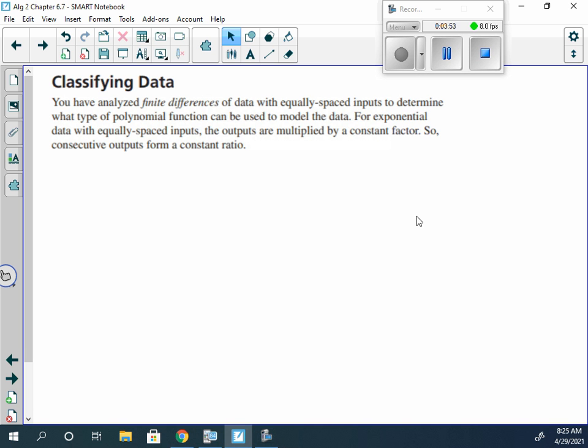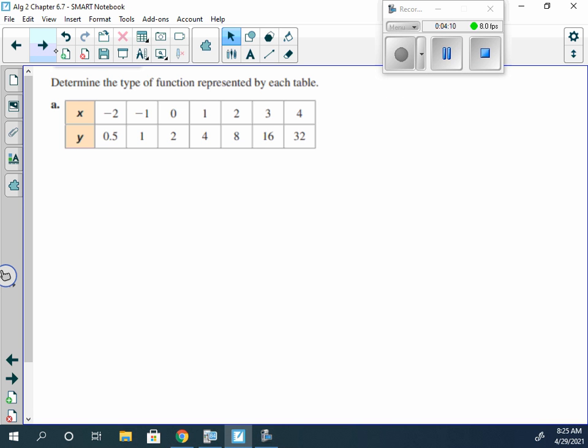You have to analyze finite differences of data with equally spaced inputs to determine what kind of polynomial function can be used to model the data. For exponential data with equally spaced inputs, the outputs are multiplied by a constant factor. So consecutive outputs form a constant ratio. So if we look at any set of numbers and the outputs have a common ratio between one and the next, then it is expected to be exponential.